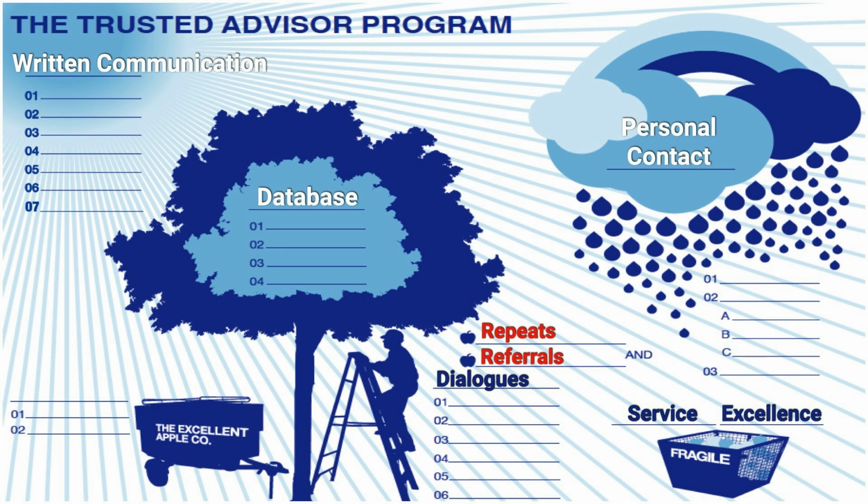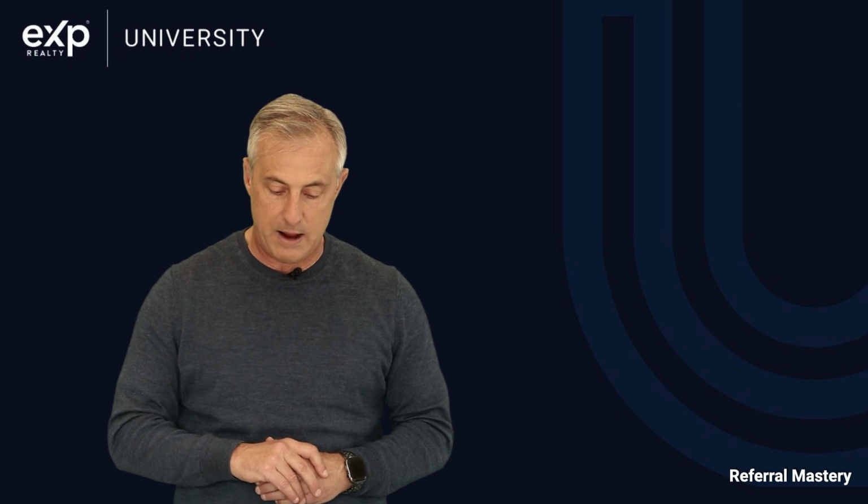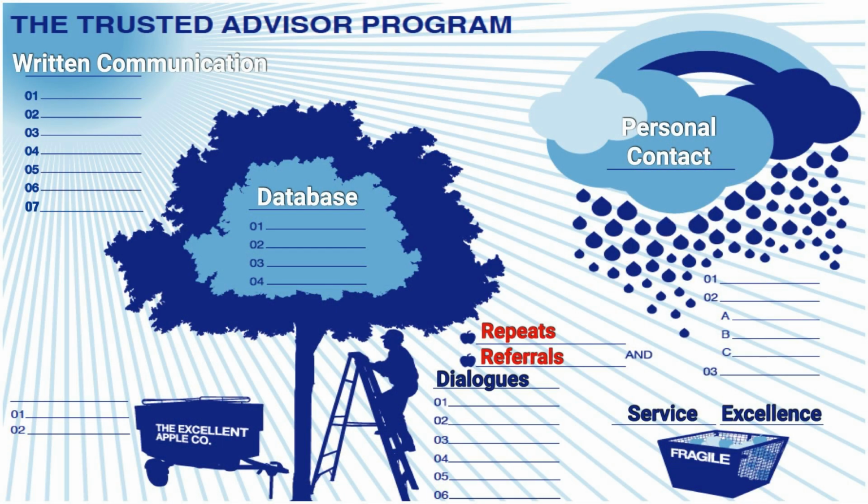Now that's what the dialogues are designed to do. When you're having contact with your advocates, as we're going to call them, you're going to be using certain dialogues that we know 100% work really well. So there are 6 dialogues that I'm going to teach you through the course of this program. And then once you've harvested a new client by repeat or referral business, you need to provide exceptional service to that client, and that's what the little fragile container represents, is your service excellence.